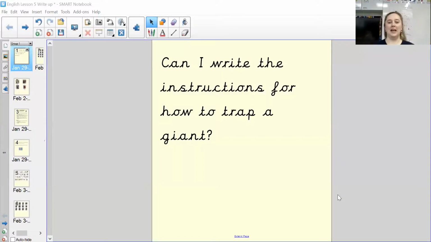Okay, let me share my screen with you so we can get started. There it is. Right. Our learning objective today is, can I write the instructions for how to trap a giant? Your turn.